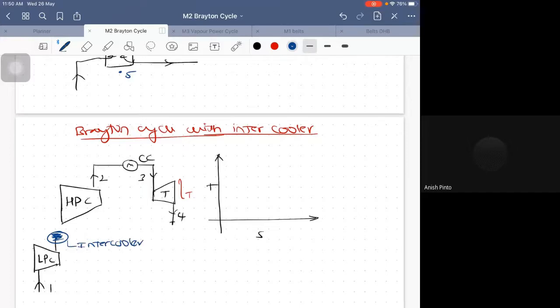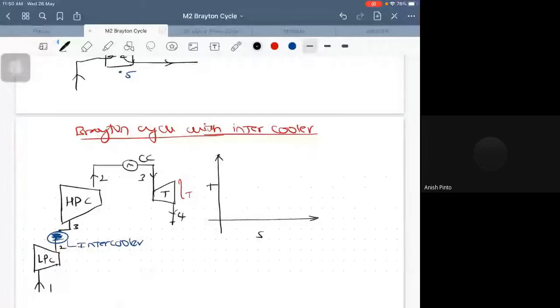Okay. So after cooling the air which is coming out of it, this is state 2. Numbers can be altered, however you want, you can change it. From the intercooler it enters the high pressure compressor. So the intercooler cooling action takes place from state 2 to 3.